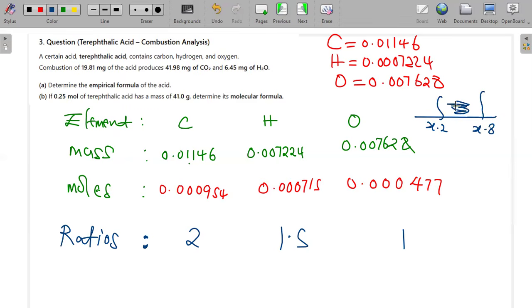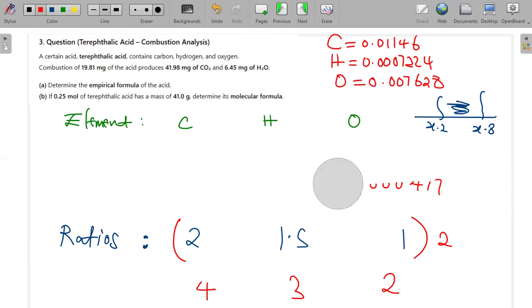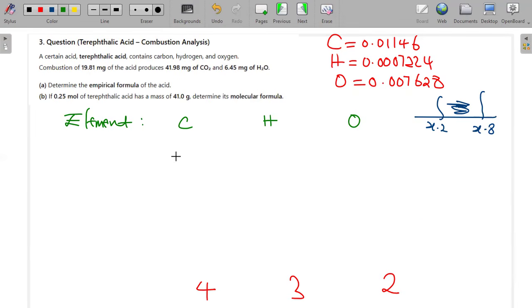So it's somewhere in between. We have to look for a number such that when we multiply all these, it will give me whole numbers or numbers that I can round off. If it's 0.5 or 0.4999, we multiply by what number? 2. So this will be 4, this will be 3, this will be 2. Those are the ratios for our empirical formula. So my empirical formula is C4H3O2.